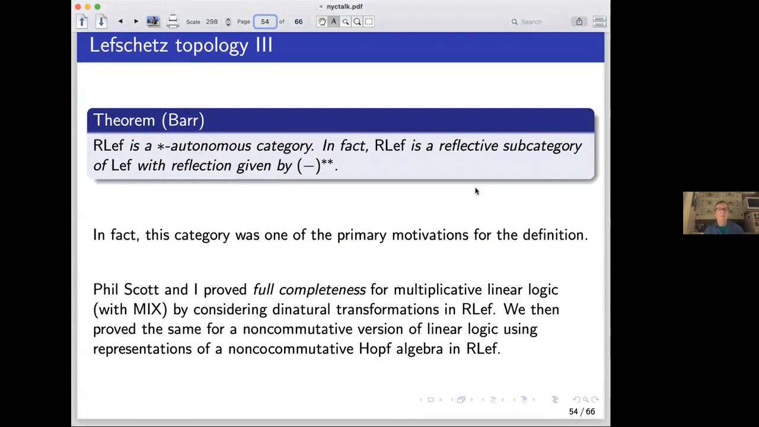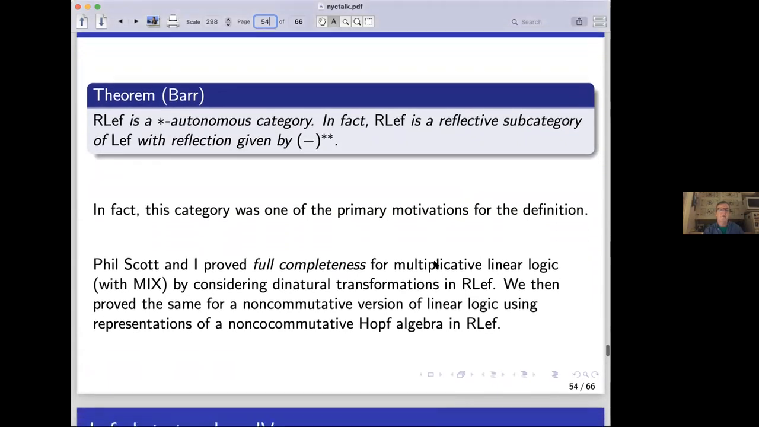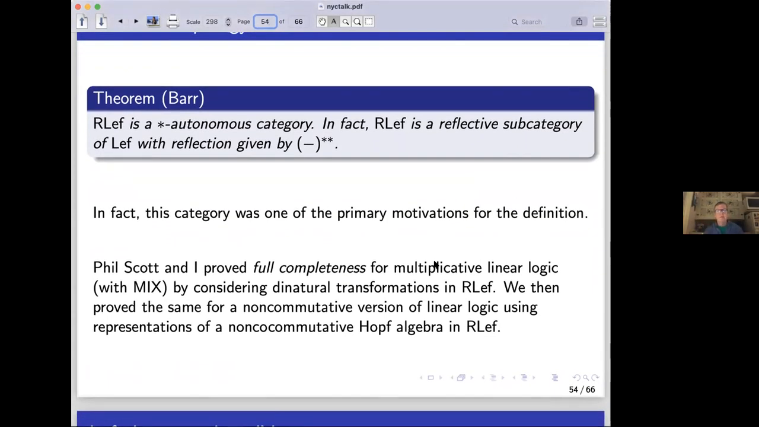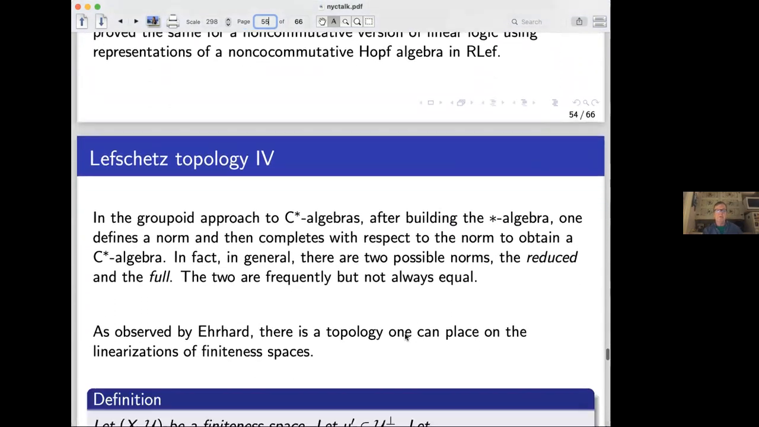And so Barr showed that this is a star autonomous category, and R-Left is a reflective subcategory of the full category. And this is in fact one of the two or three examples that led Barr to write down the definition of star autonomous category in the first place. So this is one of the primary motivations for that definition. Phil and I proved full completeness, which is a very strong form of completeness. It's essentially completeness with respect to proofs, not just provability, in a fragment of linear logic by using dinatural transformations on this category. There's a commutative version and a non-commutative version as well that you can get a topology for, that you can get a full completeness theorem for.